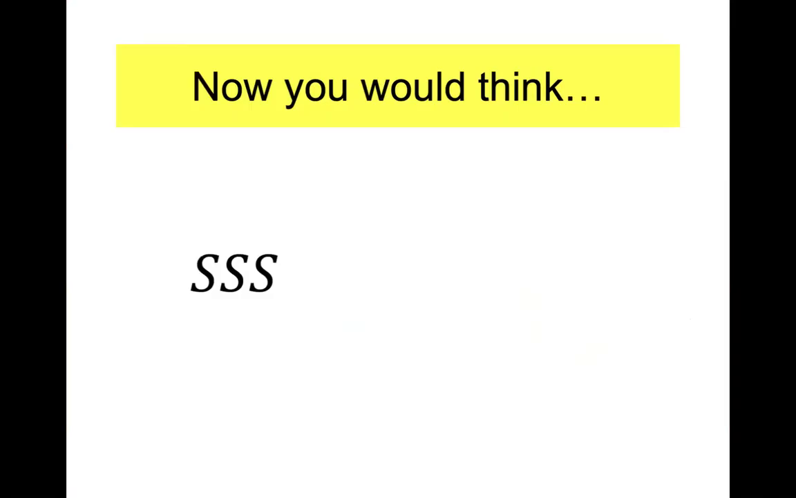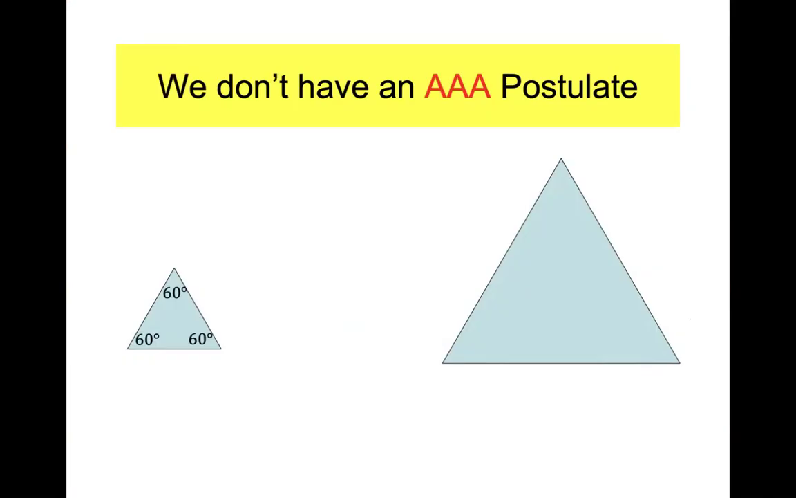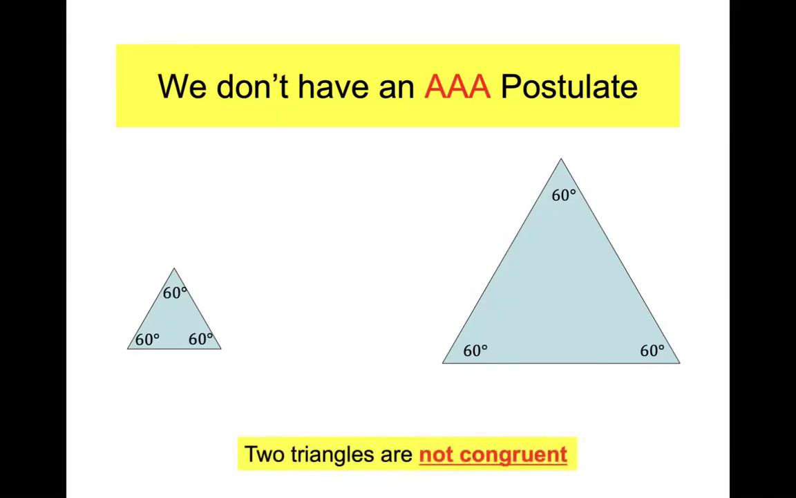Now you would think if there's an SSS, there would be an AAA, right? Well, let's see if that's true. Well, this says we don't have one, and this is the reason why. Do you see these two triangles? Clearly, they are not congruent, right? They're similar, but they're not congruent. But if you were to measure the three angles of the one triangle, you would see it would be 60, 60, 60, and that would equal the angles of the other one. So clearly, just because you have an AAA, three angles of one triangle congruent to three angles of another one, does not mean you can conclude that the two triangles are congruent. So yes, we have an SSS, but no, we don't have an AAA.